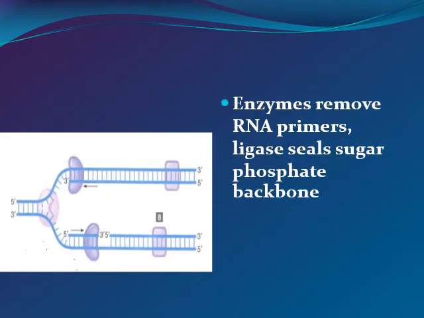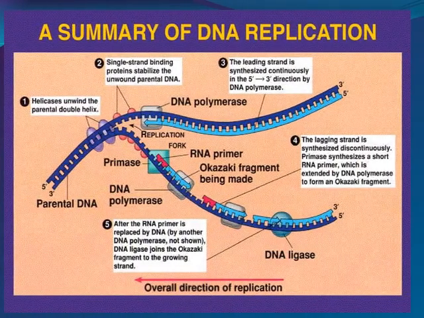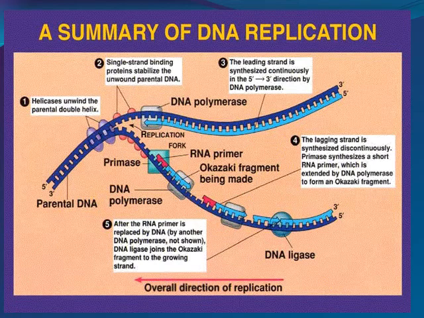DNA polymerase begins to remove the RNA primer, and then ligase seals the sugar-phosphate backbone of the pieces, building the new strand. This figure shows a summary of the DNA replication.